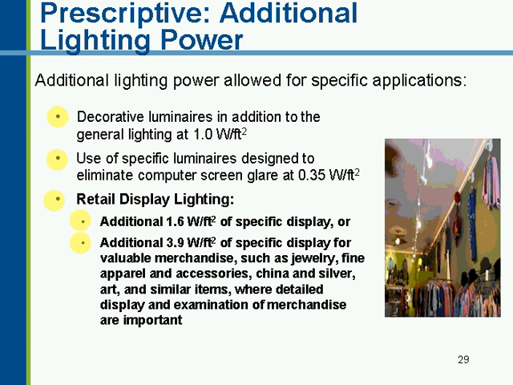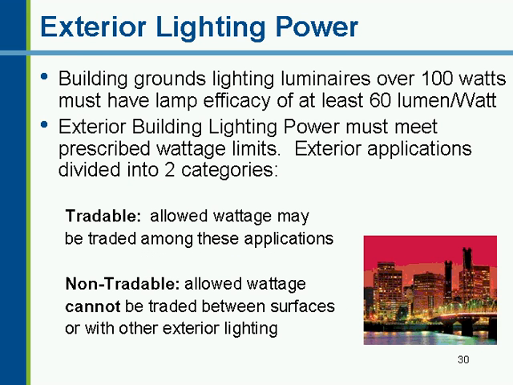There may be other types of merchandise. For example, it says fine apparel and accessories. Maybe there are some other accessories or similar items that you feel need that additional highlighting. If that's the case, you would want to make your claim to the building official stating why it requires that kind of examination and ensure that they're going to accept that. So that covers the prescriptive requirements for the interior lighting.